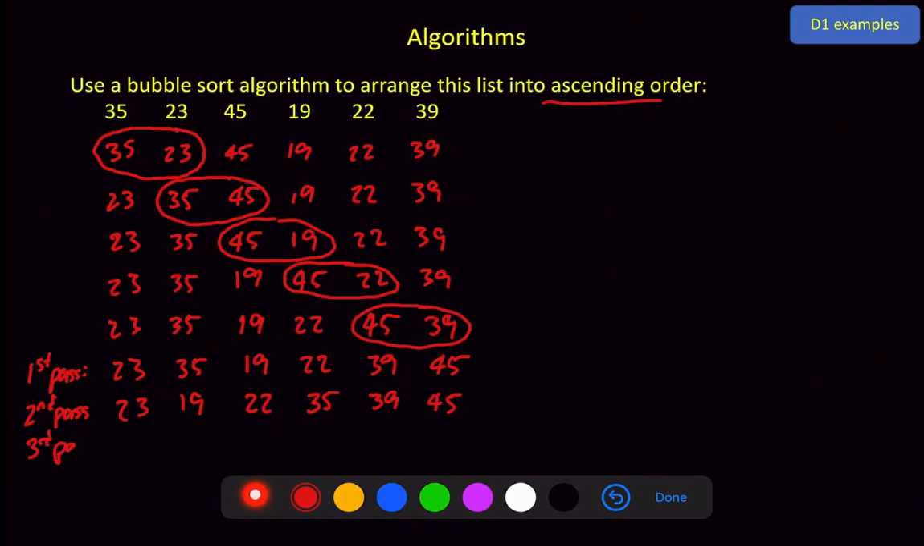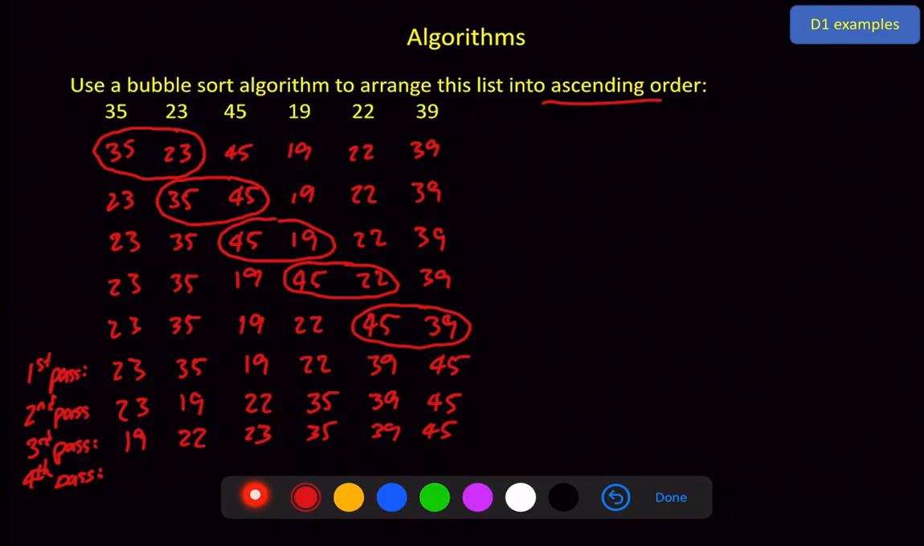Don't think I'm going to have room to squeeze it all on here, but I'll try. Comparing these two, 19 here, that puts 23 here, comparing that, 22 goes here, 23 moves on, 23 and 35, no, so 23 stops here, 35, 39, 45, we can see they're all in order. Third pass is finished. To finish off the bubble sort, you must make another pass. You can see it's in order, but that's not enough. The algorithm says keep going until there are no swaps in one pass.